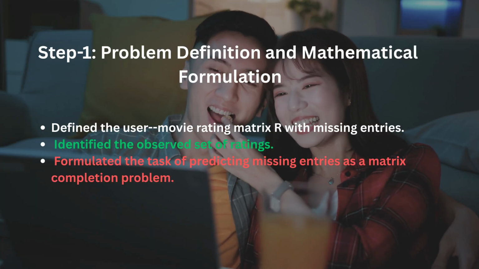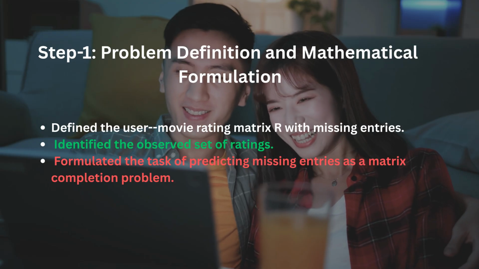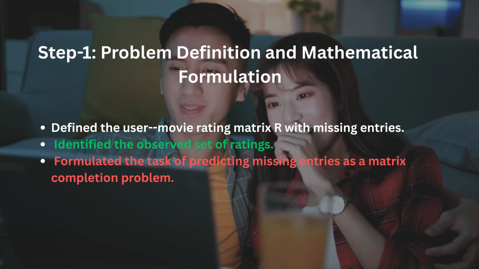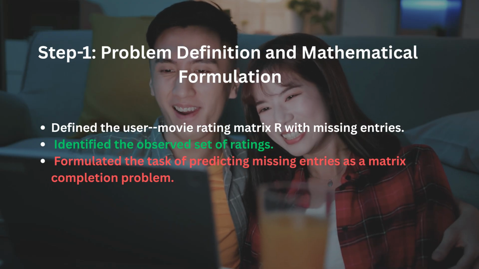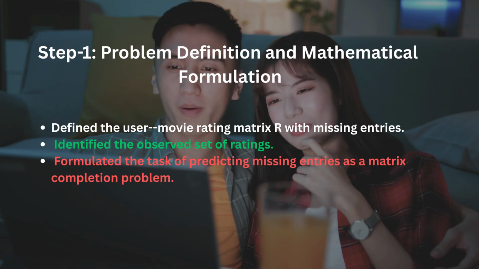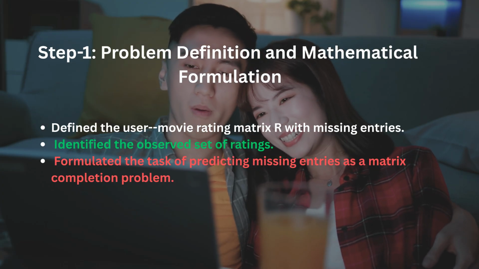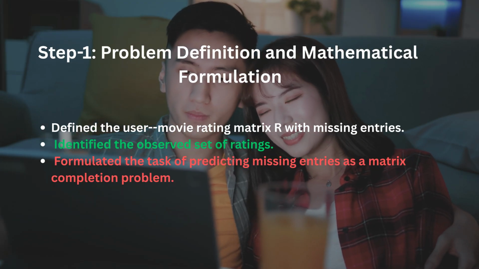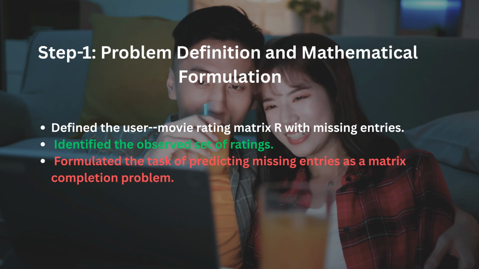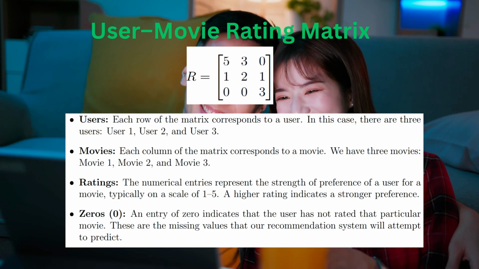The following steps have been completed. Step 1. Problem definition and mathematical formulation. In this step, we defined the user movie rating matrix, R, with missing entries. We also identified the observed set of ratings and formulated the task of predicting missing entries as a matrix completion problem. This is the user movie rating matrix.